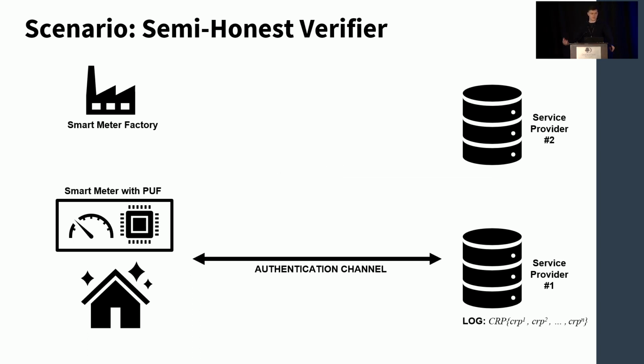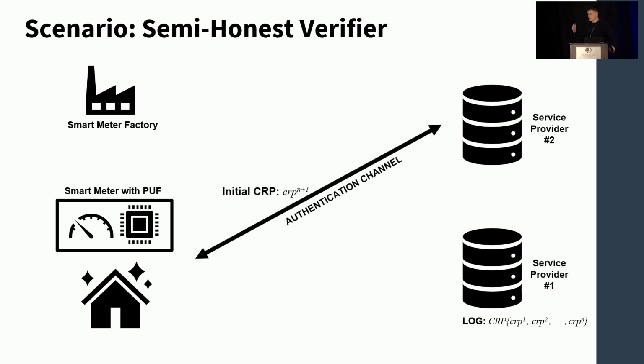Through multiple rounds of authentication, unique CRPs will be sent to and from the smart home, and over time, the service provider will log these unique CRPs. This is where the traditional Dolev-Yao attack model would come into place, where we assume an attacker is listening in on that insecure channel, and they can eavesdrop, they can replay messages, etc.